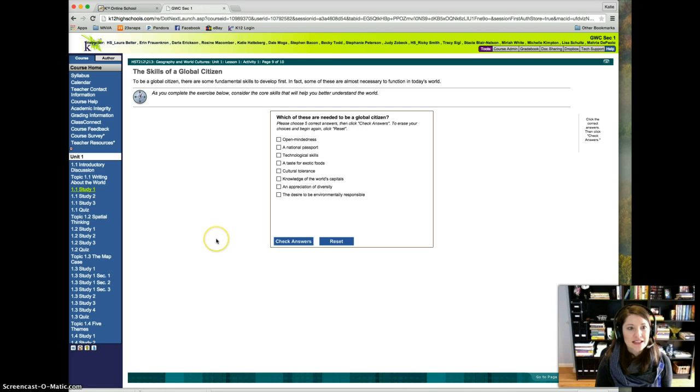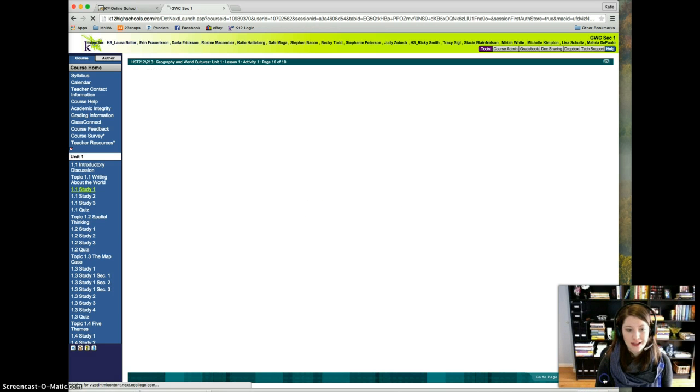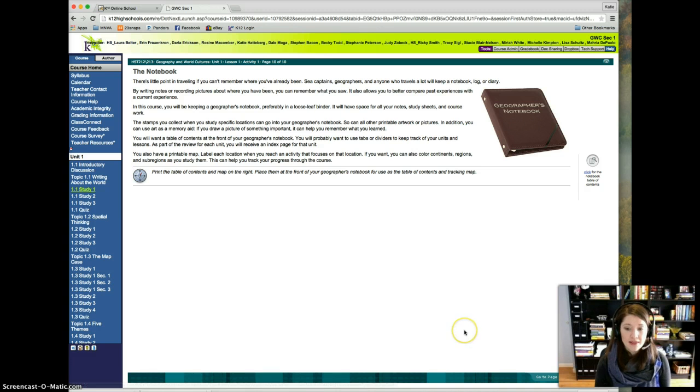Page 9. The skills of a global citizen. To be a global citizen, there are some fundamental skills to develop first. In fact, some of these are almost necessary to function in today's world. Which of these are needed to be a global citizen? Can you select the 5 on your own and check your answers? And then the last page for Study 1, the notebook.